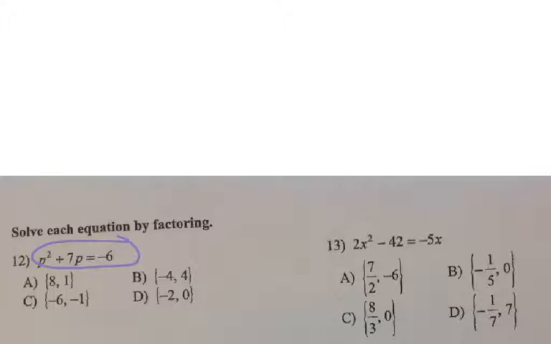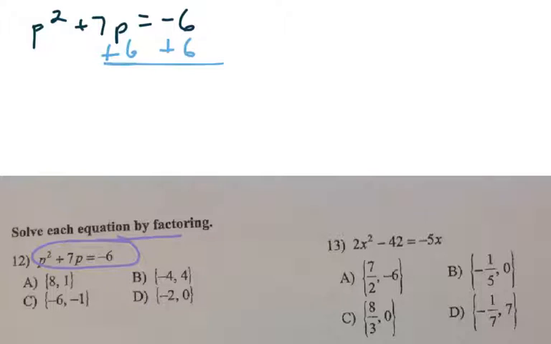And if we look at problem 12 there, they're telling us to solve it by factoring. So the first thing we got to do is make sure it equals 0. Okay? So if I have p squared plus 7p equal to negative 6, the way we're going to make it 0 is, let's just go ahead and add 6 to both sides. And now we have p squared plus 7p plus 6 equals 0.